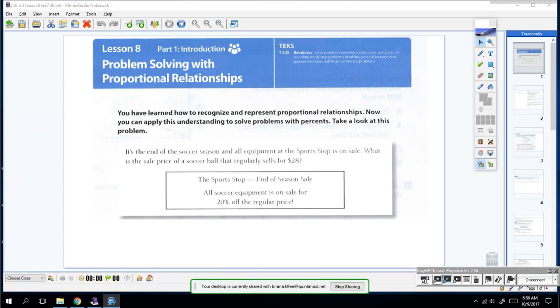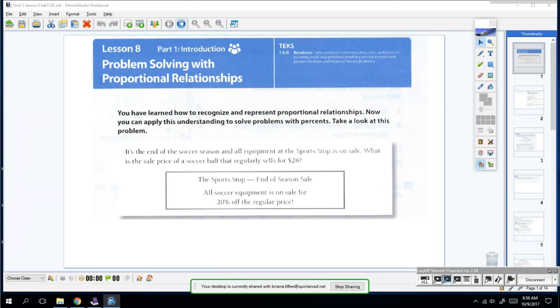Okay, so today we're going to be solving problems with proportional relationships. You have learned how to recognize and represent proportional relationships. Now you can apply this understanding to solve problems with percents. So take a look at this problem. It's the end of the soccer season and all equipment at the Sports Stop is on sale. So what is the sale price of a soccer ball that regularly sells for $28?